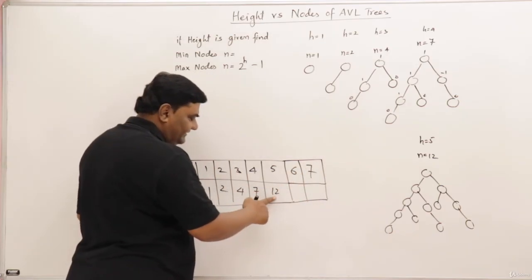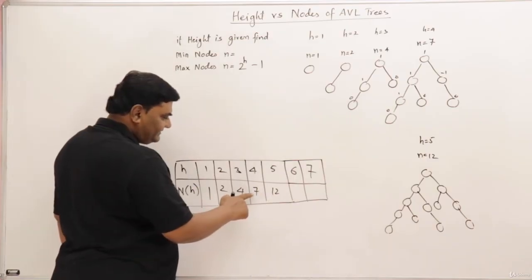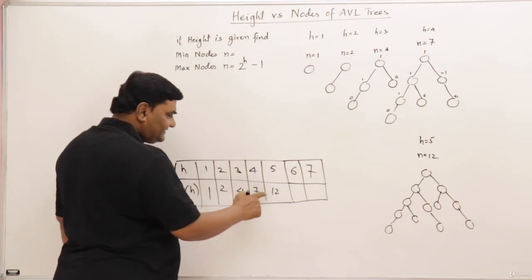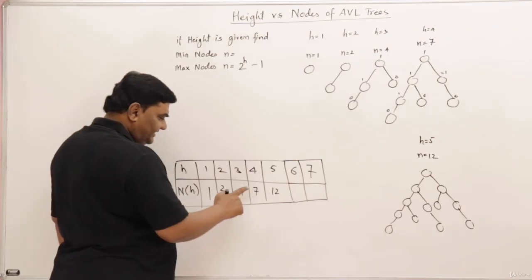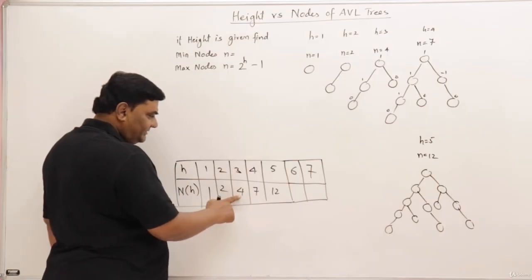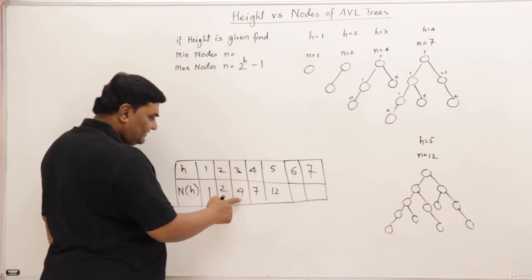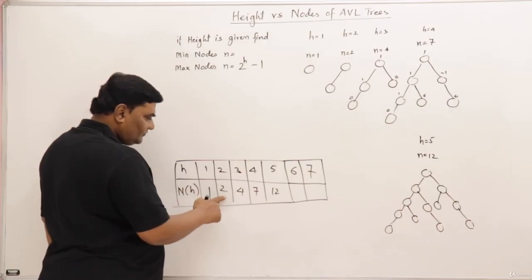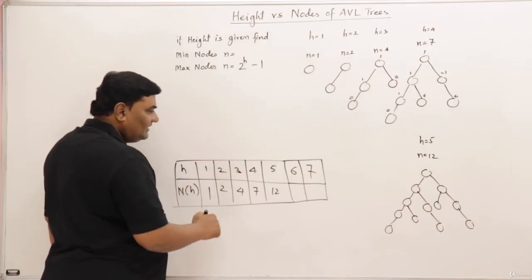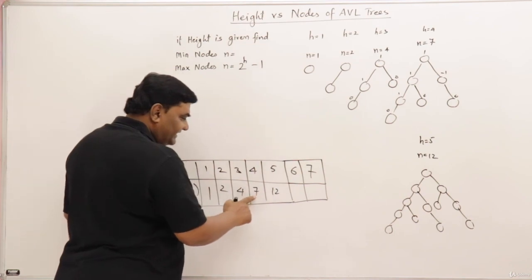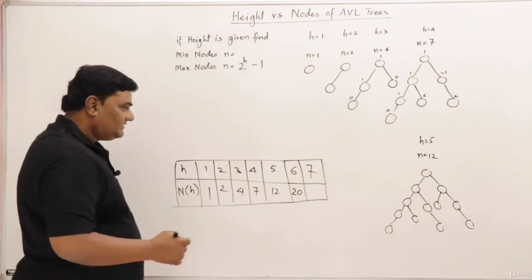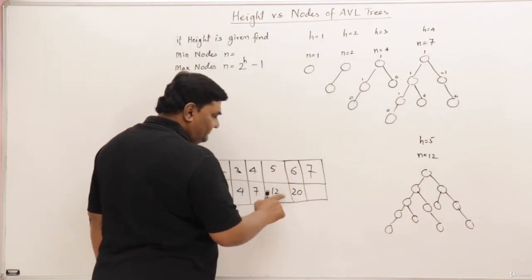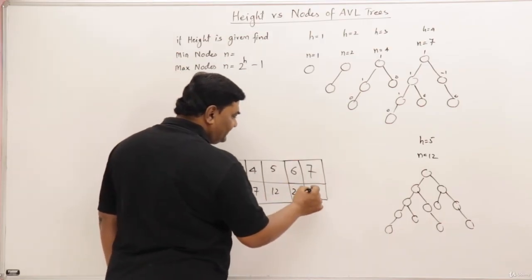How did I get this 12? Let us observe. 4 plus 7, 11, 11 plus 1. Okay, 4 plus 7 plus 1. Am I getting this value also like that only? 2 plus 4, 6 plus 1, yes, 7. How did I get this one? 1 plus 2, 3 plus 1, 4. So it means this one is 7 plus 12, 19 plus 1, 20. Then how to get this one? 12 plus 20, 32 plus 1, 33.